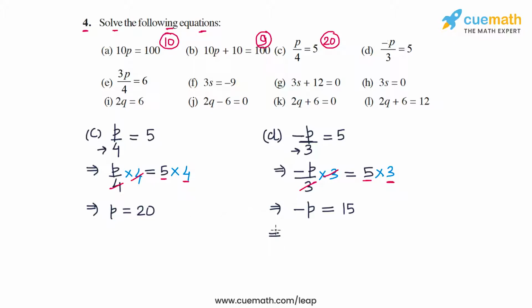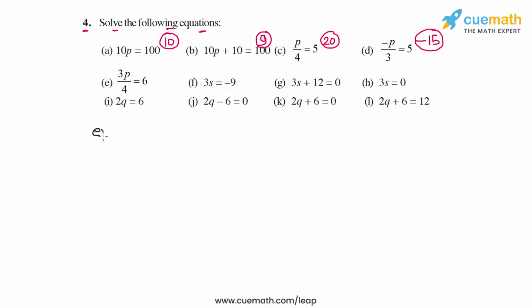So now we can multiply by minus 1 on both sides. So let's do that. So we have minus p equal to 15 and I am going to multiply by minus 1 on both sides. So the LHS will become minus p into minus 1 will become p, and on the RHS I will get 15 into minus 1 or minus 15. So the solution in part D is that p is equal to minus 15.